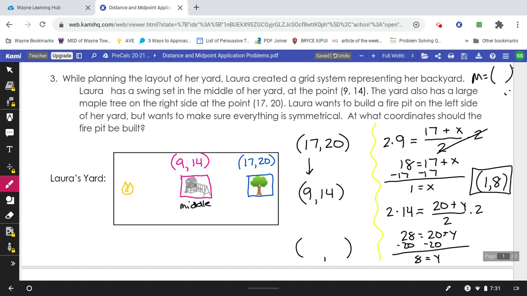Right, so if you did it the equation way, you would multiply both your equations by 2 on both sides, and then you would just subtract out whatever number was left next to your letter. So I got 1 for x, and I got 8 for y. So my final answer makes (1, 8).